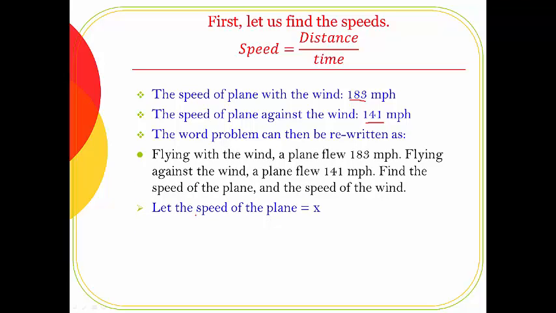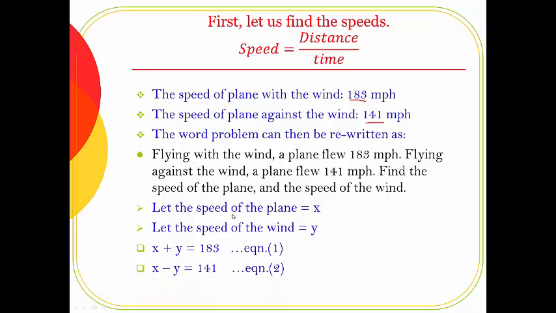So what do we say here? Let the speed of the plane be x and let the speed of the wind be y. If it is traveling with the wind, then that is x plus y equal to 183, the speed of the plane with the wind. But if it is traveling against the wind, then that will be x minus y equal to 141. So those are your two equations before you solve it.